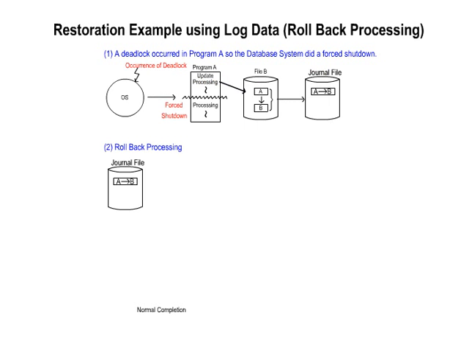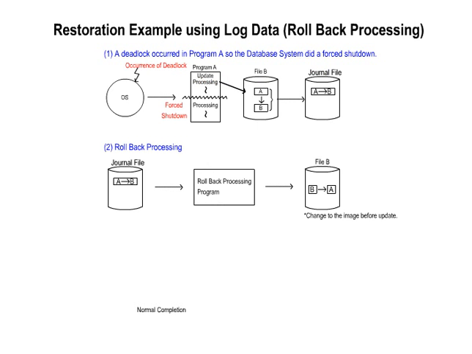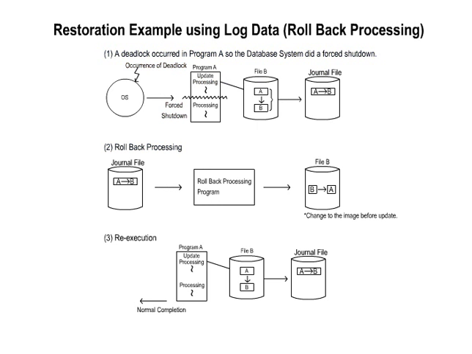Because of this, it is necessary to invalidate the processing of program A to the point where the abnormal shutdown occurred. In other words, file B needs to be returned to the state it was in before the update. Using the undo log file for processing in this way is called rollback processing.